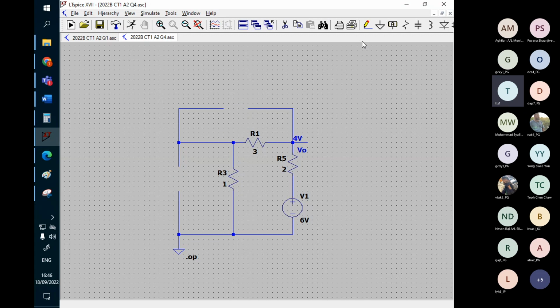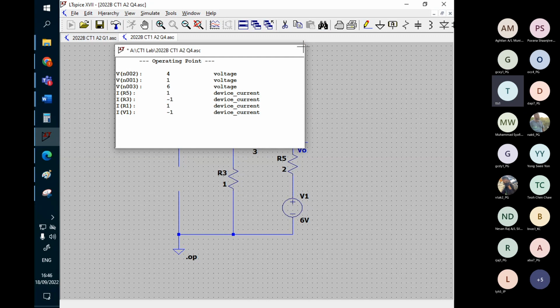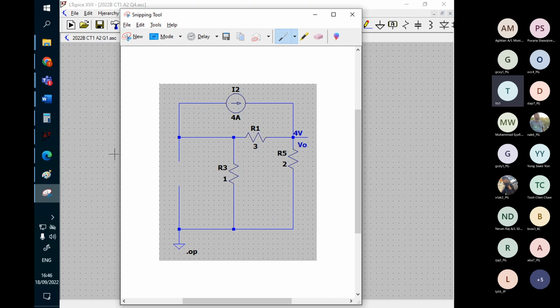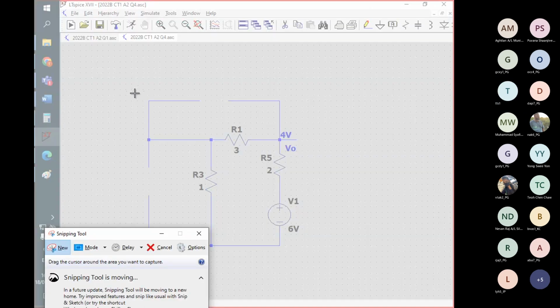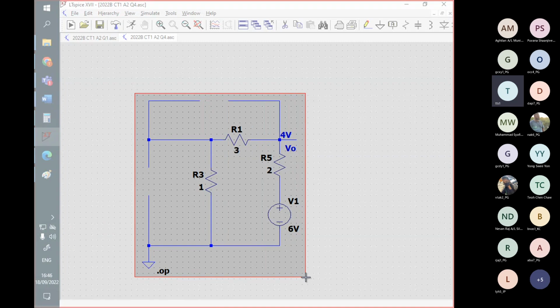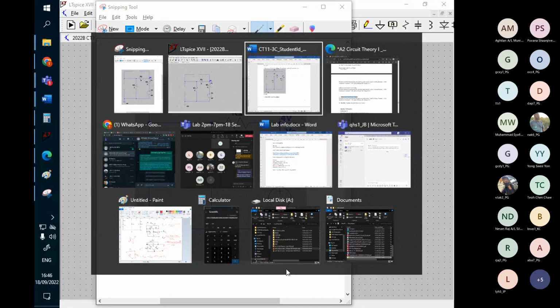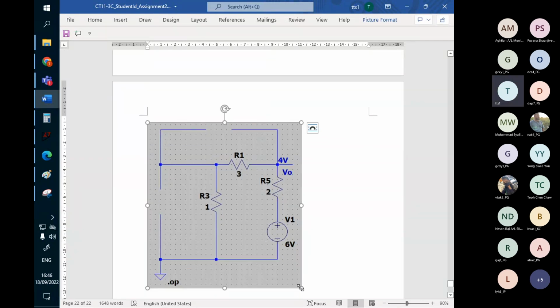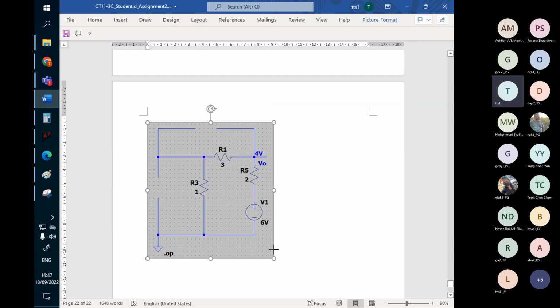Okay, and see what the output is. Run it. So we got 4 volt here. Okay, let's copy 4 volt. Put it down here. So what is the conclusion? I think it's quite obvious, right? V out 3 is equal to 4 volt.